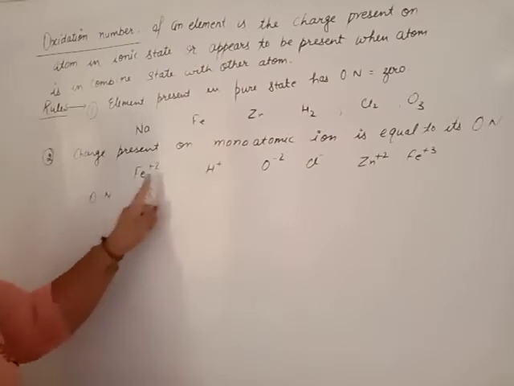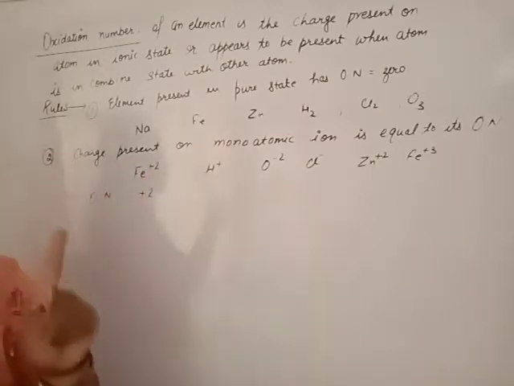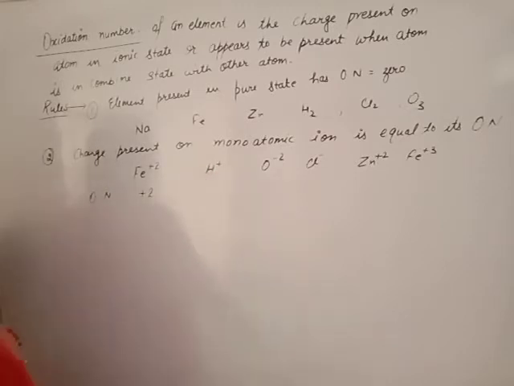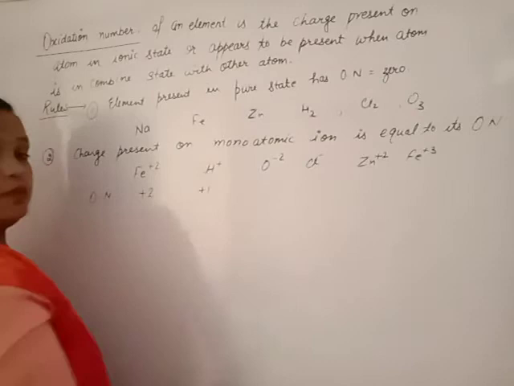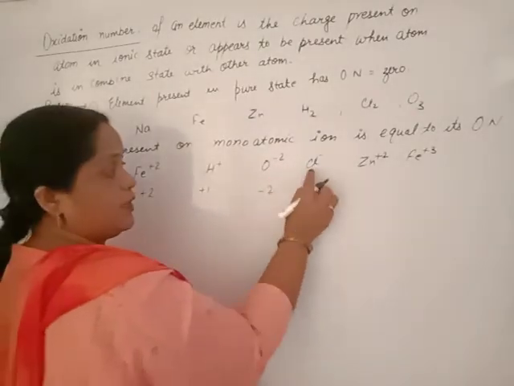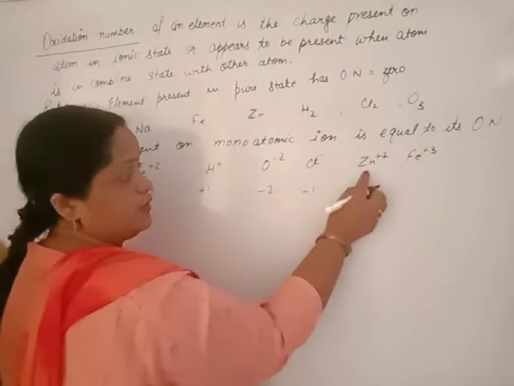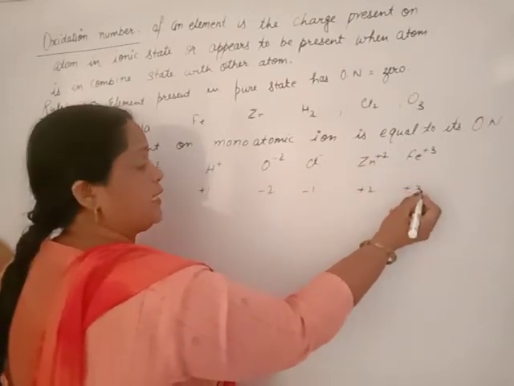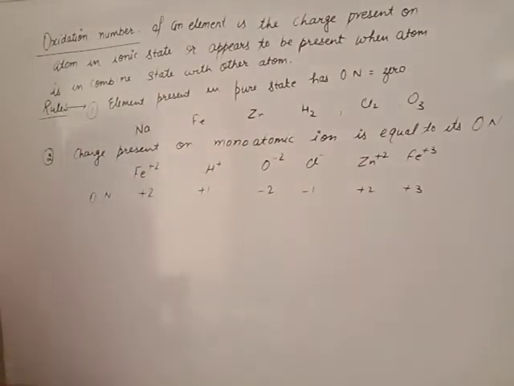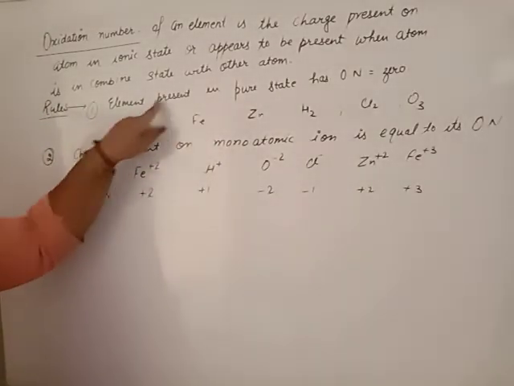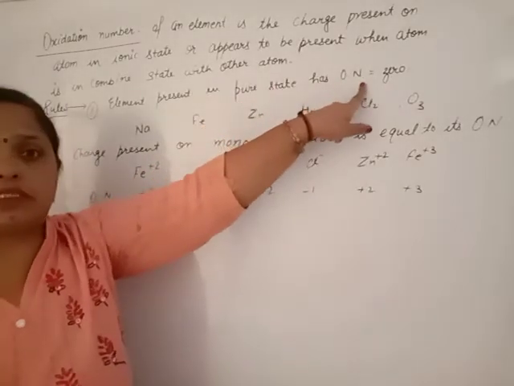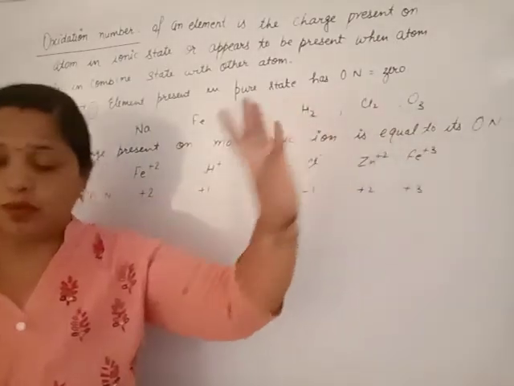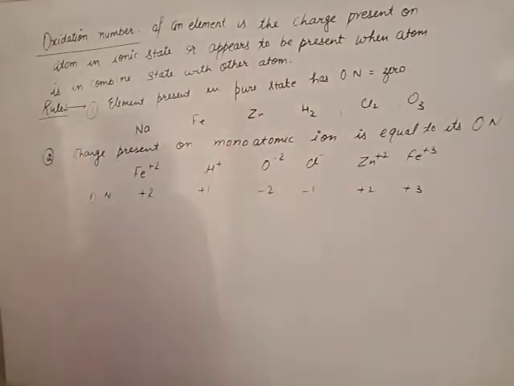If the charge is present on a monoatomic ion, meaning a single ion, the charge present on the atom is the oxidation number. Hydrogen has oxidation number +1, oxygen -2, chlorine as a single atom -1, zinc +2, iron with charge +3 means oxidation number +3. So first rule: element in pure state has oxidation number 0. Second: charge on a monoatomic ion is equal to the oxidation number.